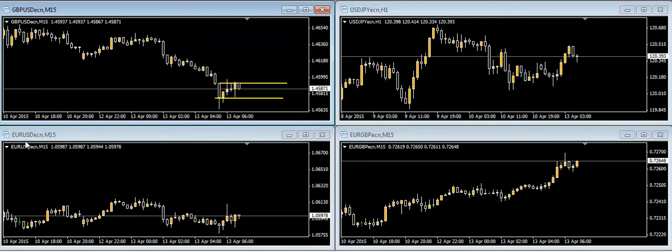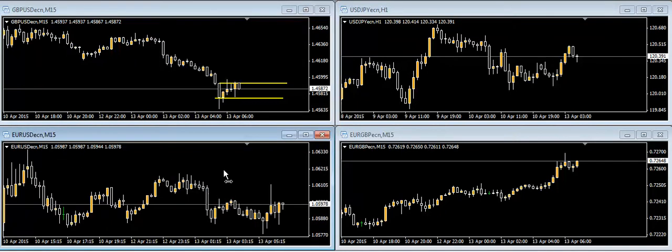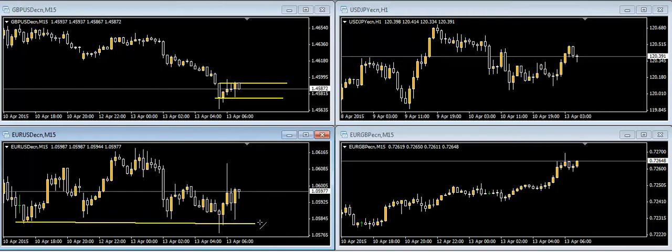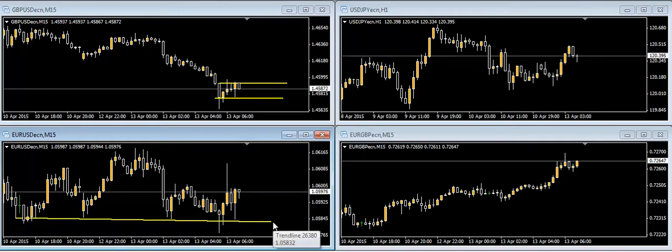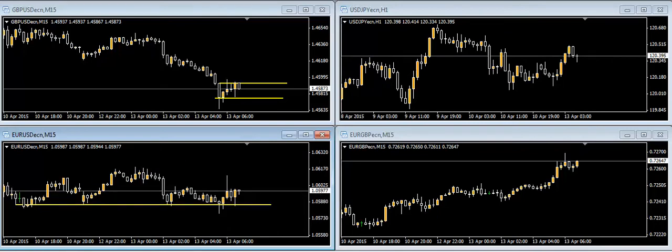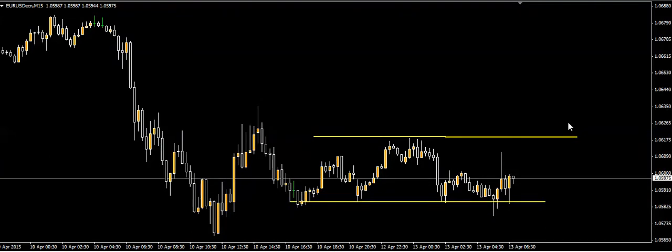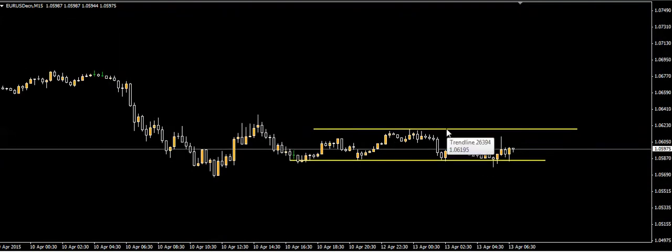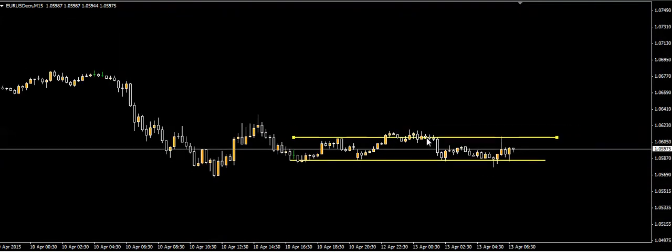Here we have the Euro USD, and we can see a pretty tight channel here. So drawing our trend line, our support line, at that area, then we're going to draw our resistance line along this area. Let's enlarge that a little bit. So we have our channel here.